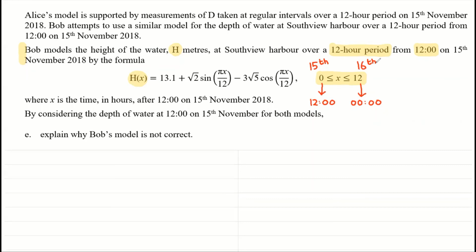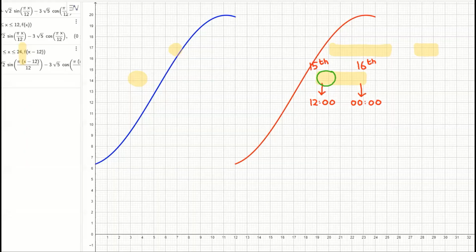Notice, of course, as well, that the value for 0 here is included. All right, so it's valid according to this for 12 noon. All right, and that's really important. Same as Alice's model. Alice's model is also valid for 12 noon, but that's when her t equals 12. So what is going on here? Well, it's probably best to show you using GeoGebra, because you can see the functions in front of you and see how they're behaving. So if I just show you, just clear what we've got there.